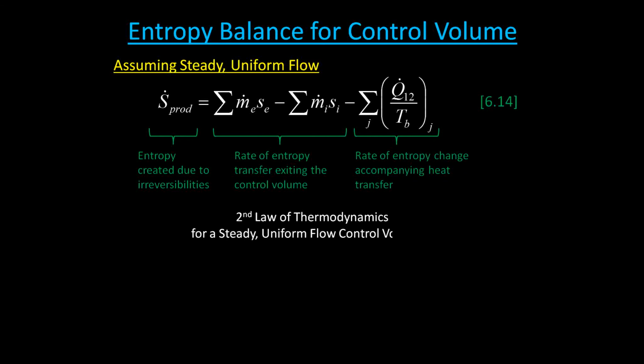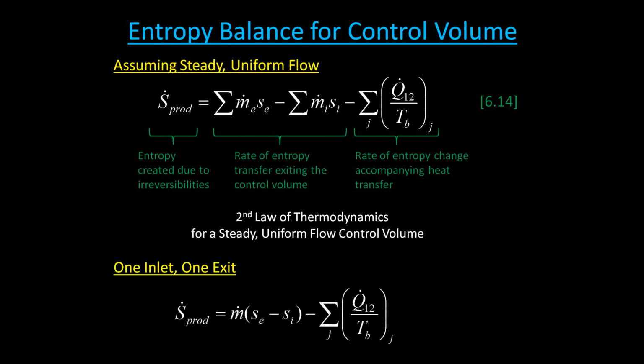This is also your second law of thermodynamics for a steady uniform flow in a control volume. And we can simplify this even further if we make the assumption of 1 inlet and 1 exit. Then you see that the mass flow just comes out because it's constant for 1 in 1 exit. This is equation 6.15. And both of these equations are on your reference data card.